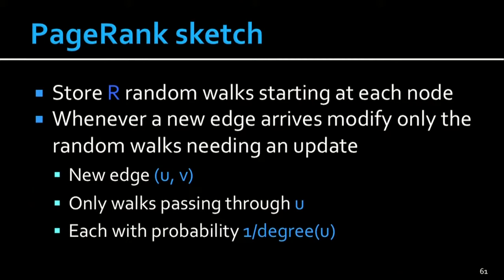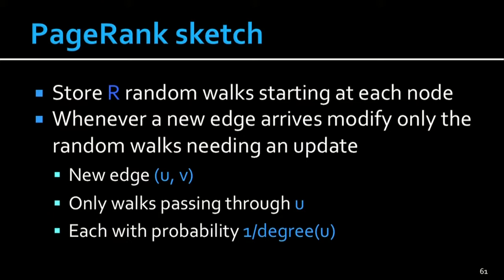And the update here is that whenever a new edge arrives to the network, we only update the walks that actually need an update. So what does that mean? When a new edge UV arrives at the network, we only need to update the walks that pass through the node U. And each of those walks needs to be updated with probability 1 over degree of U.